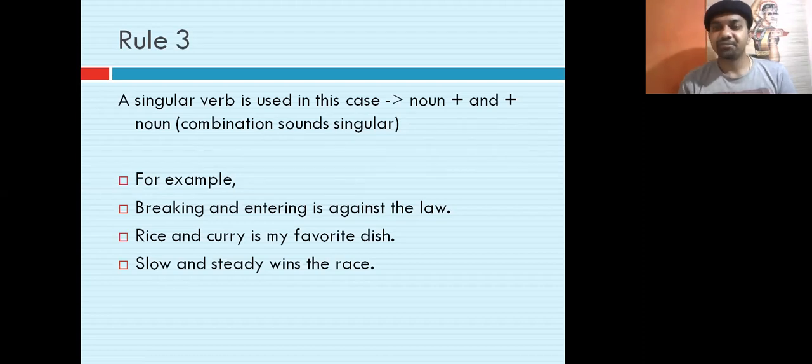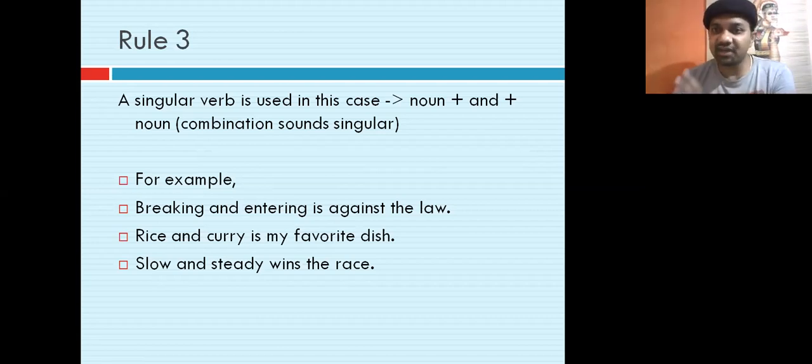Rule number 3. When a singular verb is used in the sentence, in case two nouns are put together by using and, but they sound singular. Though we use and to combine subjects, they sound singular. In that case, we have to use a singular verb. What does it mean? How does it mean? Let us look at these examples.